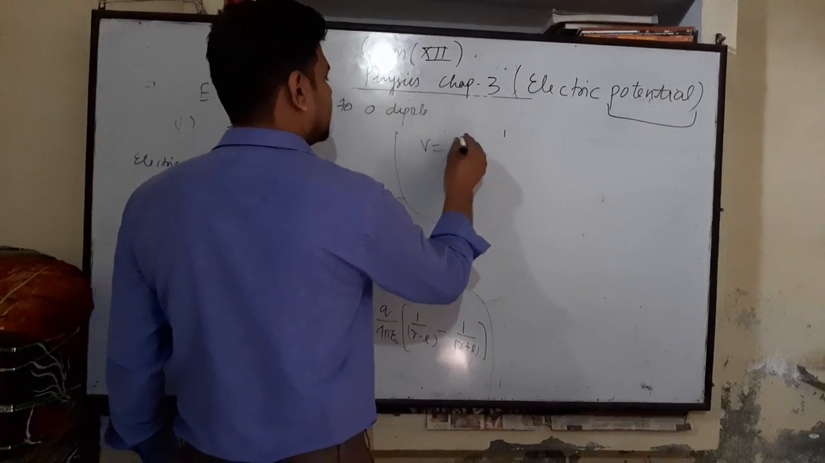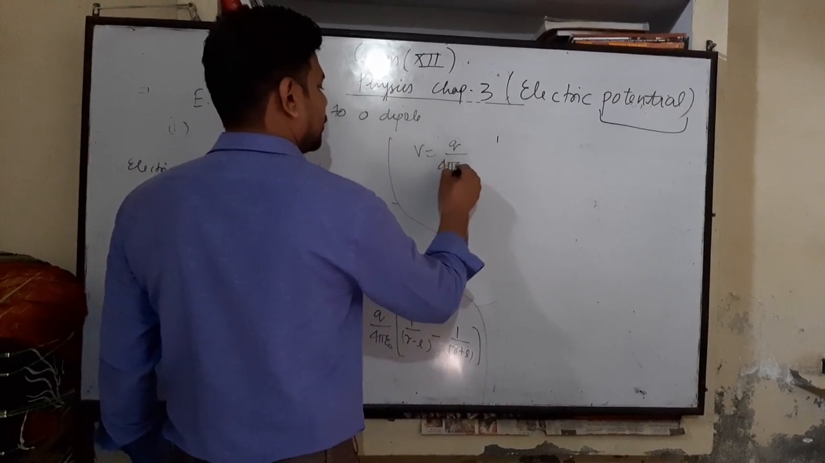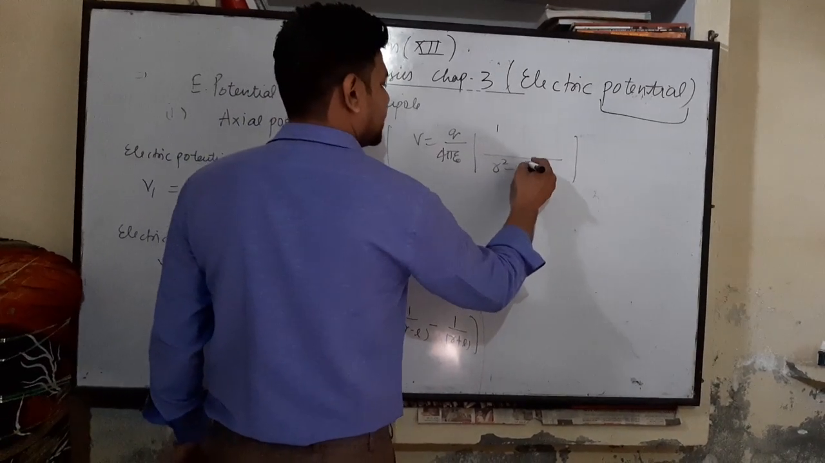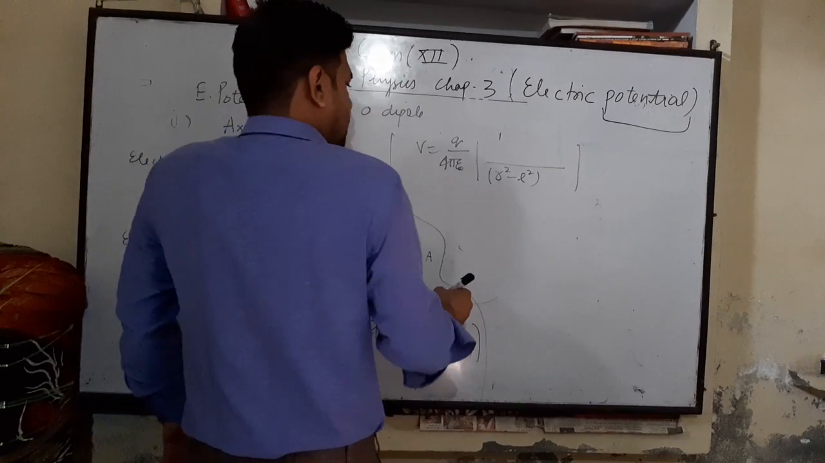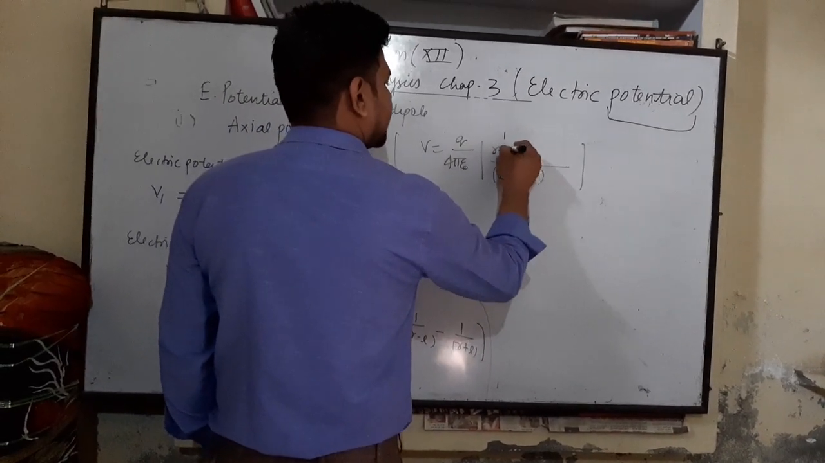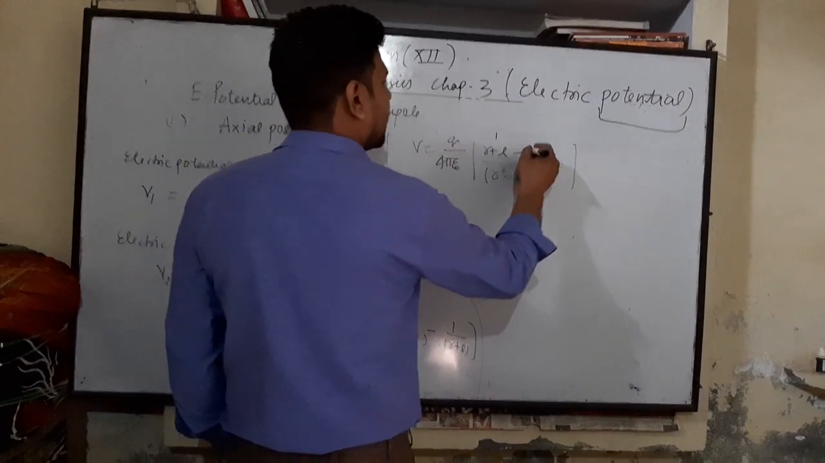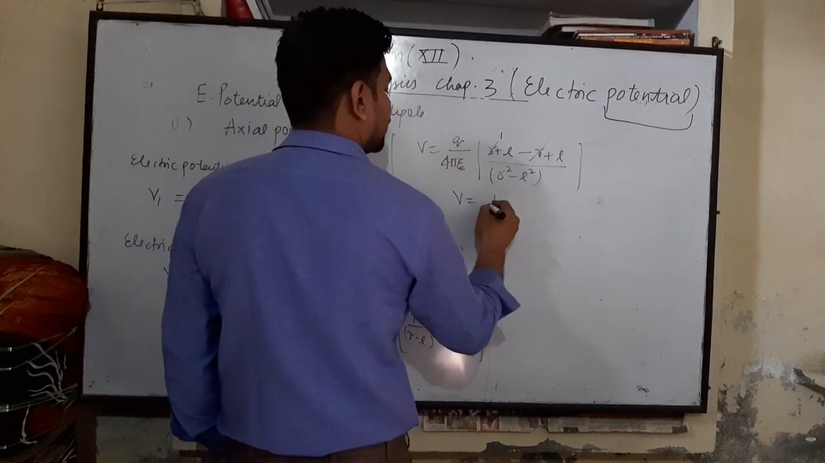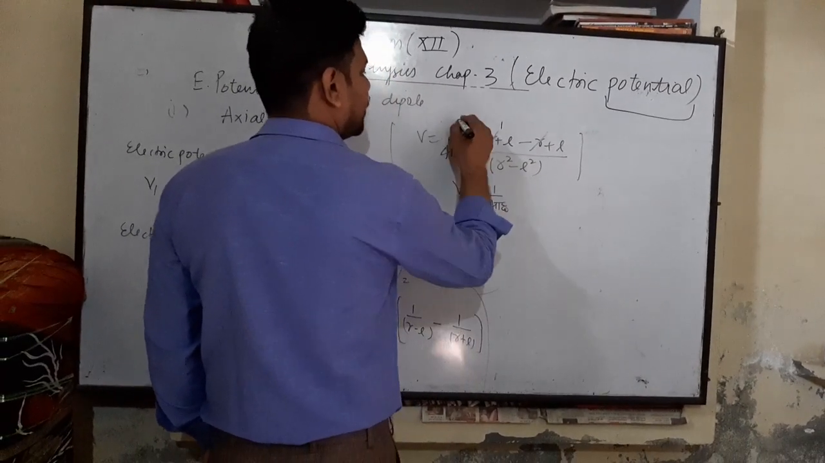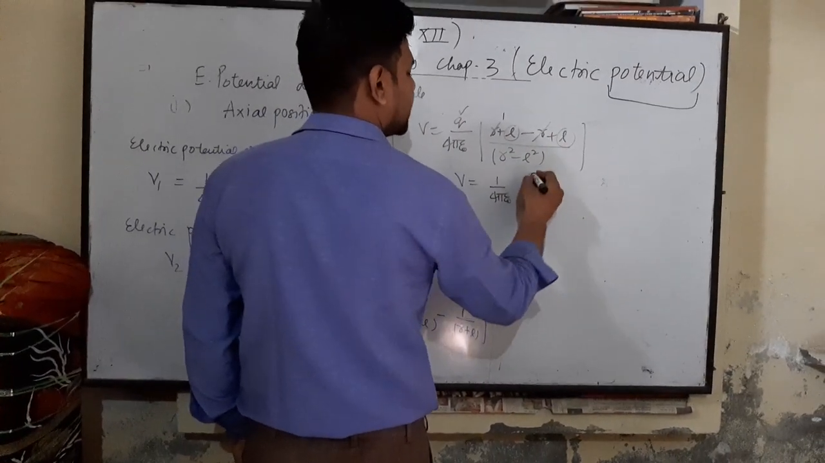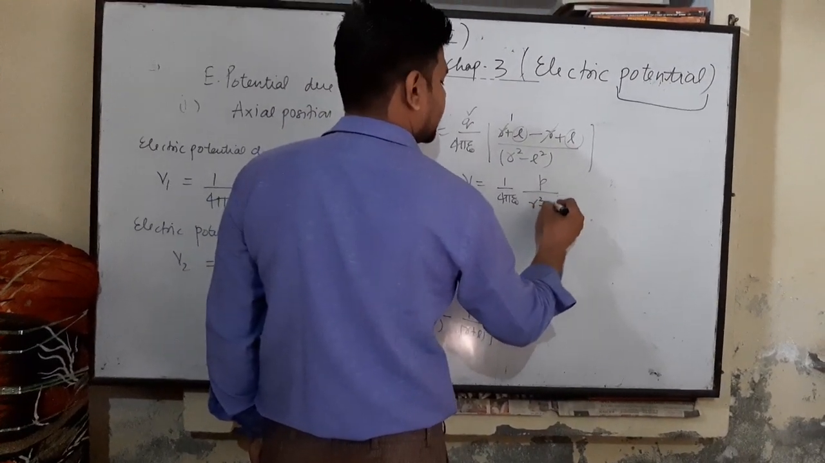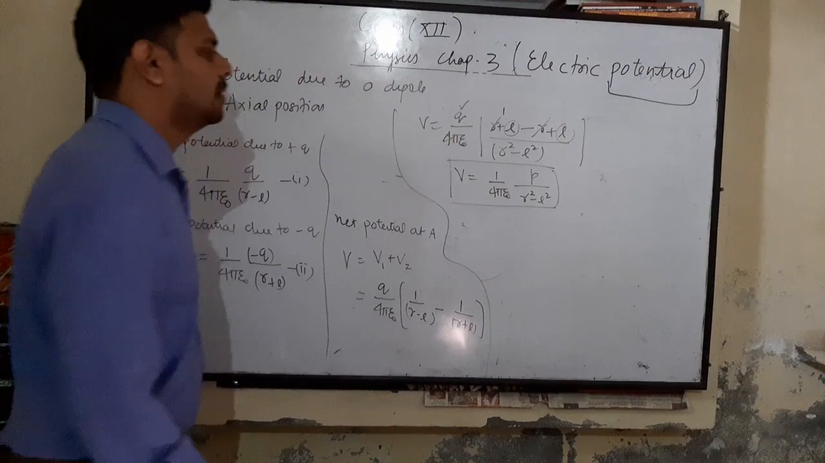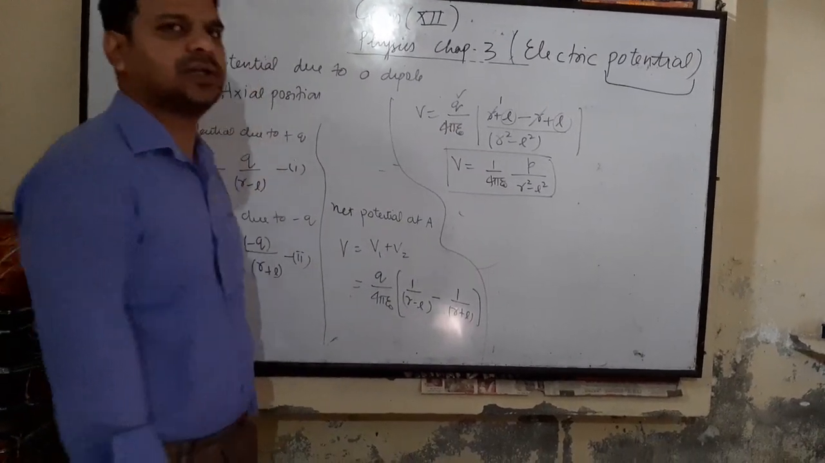Now do some calculation. q over 4 pi epsilon naught, LCM is r square minus l square, (r plus l) minus (r minus l). V is equal to 1 over 4 pi epsilon naught, q into 2l. What is it? This is p upon r square minus l square. This is the formula for potential due to a dipole in axial position.